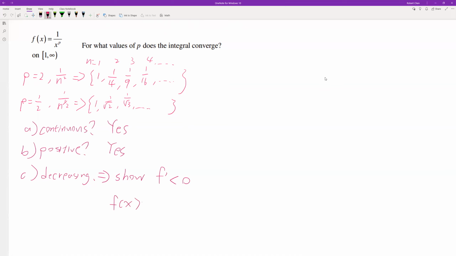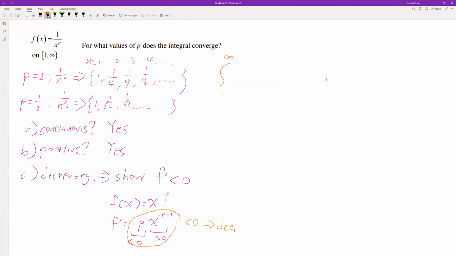So f of x is x to the power of negative p. Then f prime will be negative p times x to the power of negative p minus 1. So this negative p here is always going to be negative, and then our x is always positive. So the whole thing is going to be negative, which means decreasing. Okay, now that we have checked these 3 conditions, we are ready to proceed with the integral test. Let's go ahead and do that.